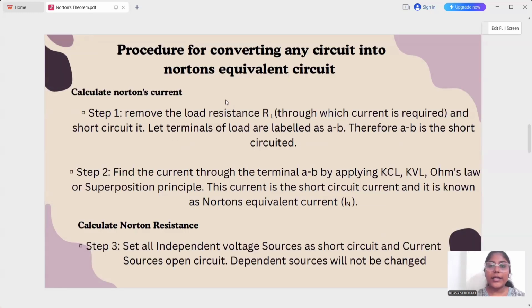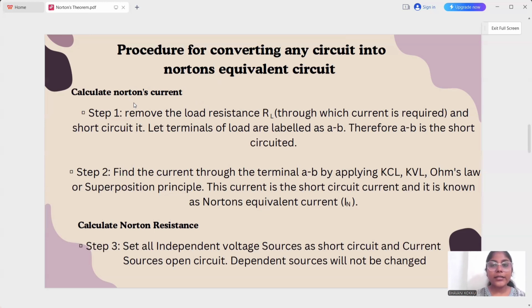Any circuit satisfying the conditions that I stated before can be converted into this simpler Norton's equivalent circuit by following this procedure. Step 1 is to find the Norton's current. To find the Norton's current, first we have to short circuit the load resistor. That is, we have to replace the load resistor with a wire, and then we have to find the current passing through that wire.